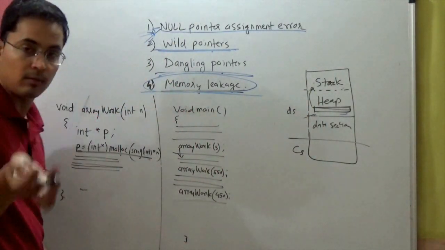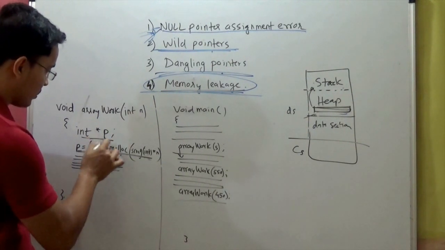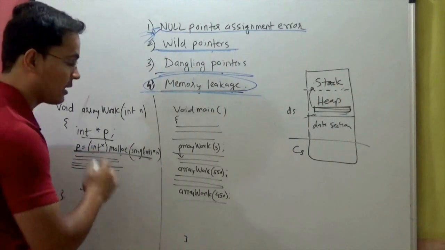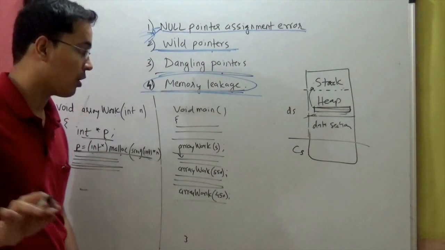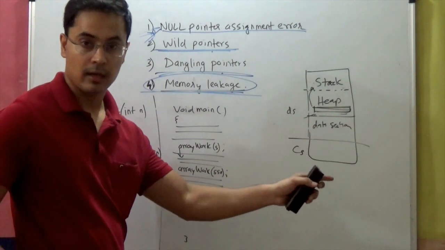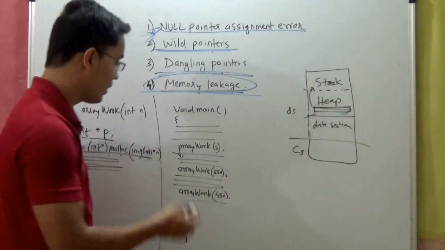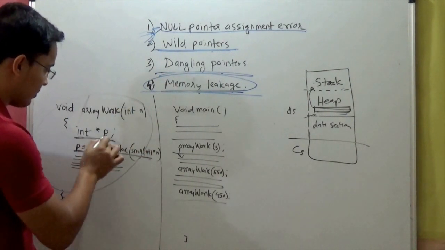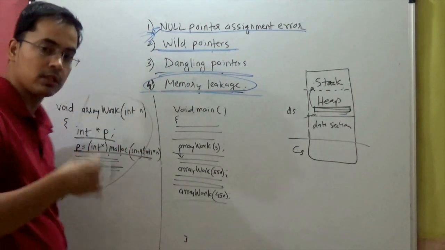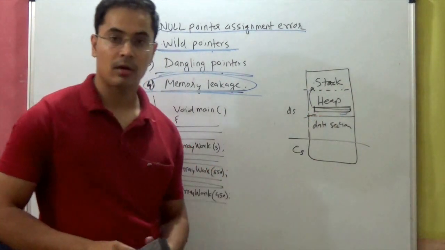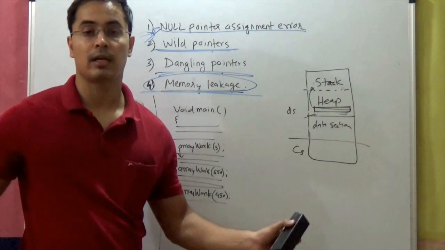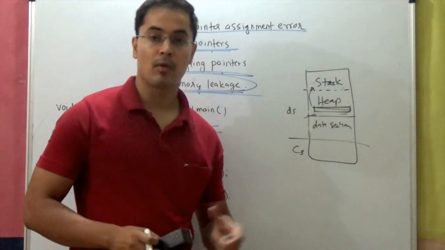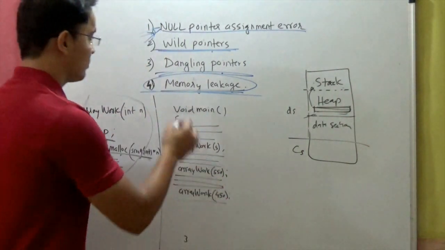And now, furthermore, because this pointer was local to the function, we don't have access to the starting address of that dynamically allocated memory block. So even though it is still allocated, we have no way to use it because we lost the starting address. As soon as this function call ended, this variable went out of scope. So we lost the starting address. So that memory block remains allocated and we don't have the starting address. That means it's a leakage. That memory block is unusable. So this is called memory leakage.